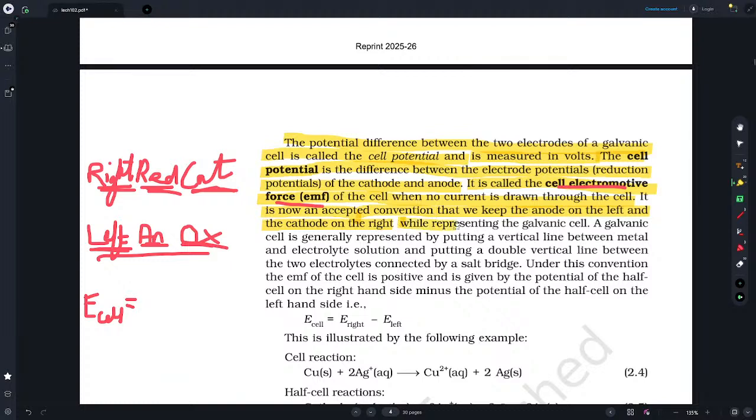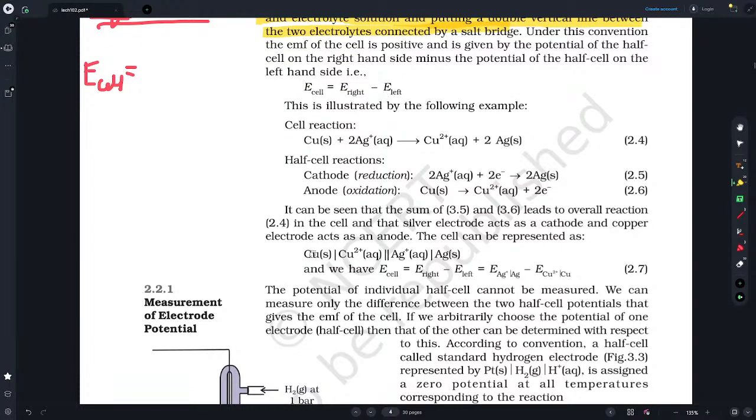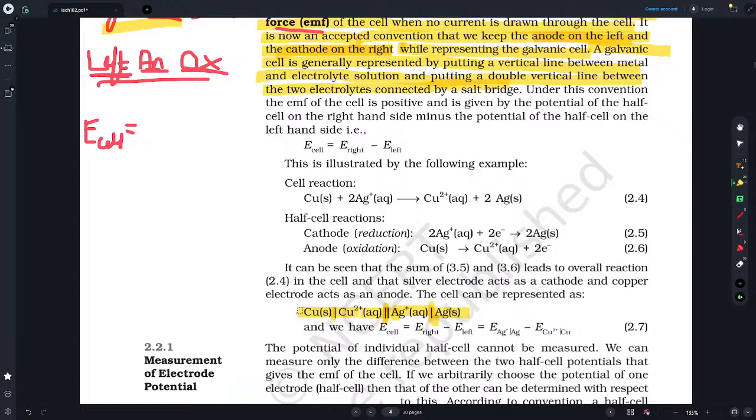While representing the galvanic cell, it is a convention that the cathode is on the right and the anode on the left. A galvanic cell is generally represented by putting a vertical line between the metal and the electrolyte solution, and a double vertical line between the two electrolytes connected by a salt bridge. This is the example: Cu and Cu2+ with a single vertical line, and the second with a single vertical line as well, but a double vertical line where there is the separation between the two solutions. This is a general representation of a galvanic cell.